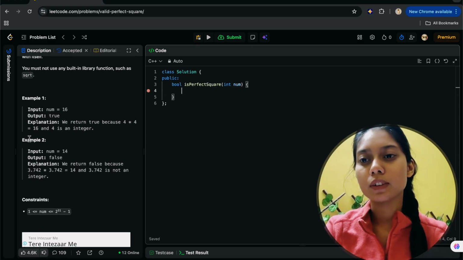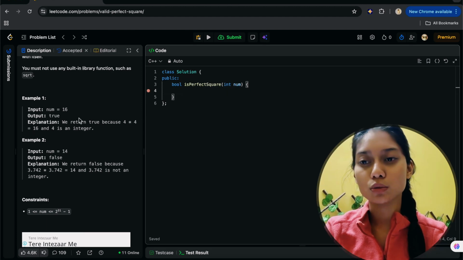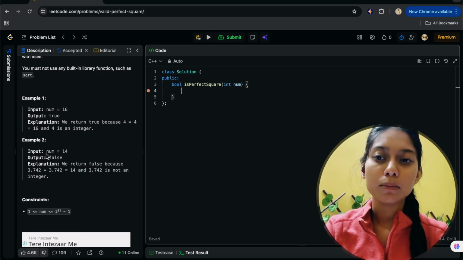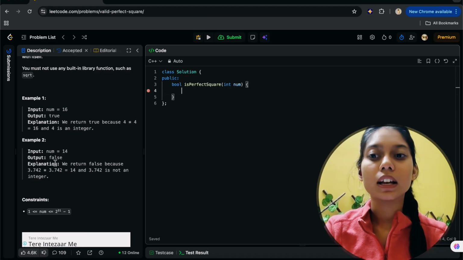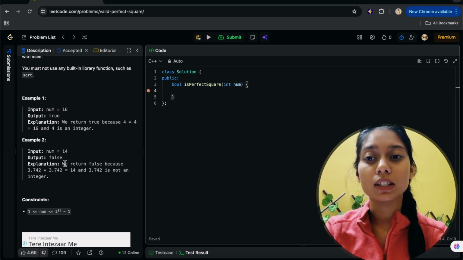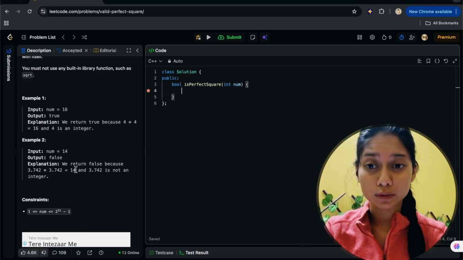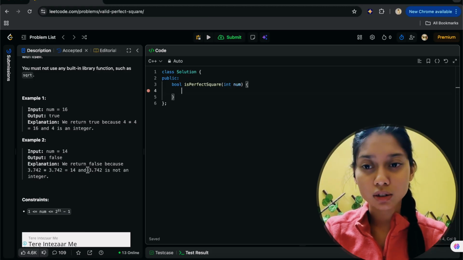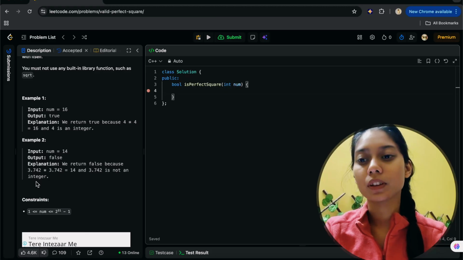In the first example, we have num equals 16 and the output is true because we have the number 4, 4 times 4 gives 16, and 4 is an integer. So that's why we have the output as true. The second number is 14 and the output is false because although there is a number that when multiplied by itself gives 14, it's not an integer, that is 3.742.